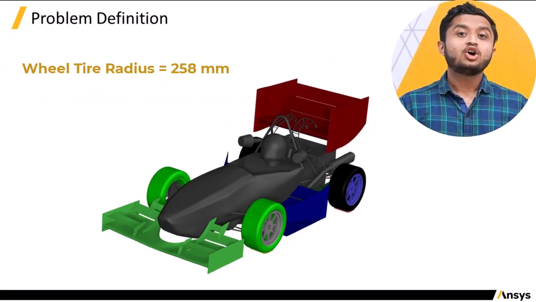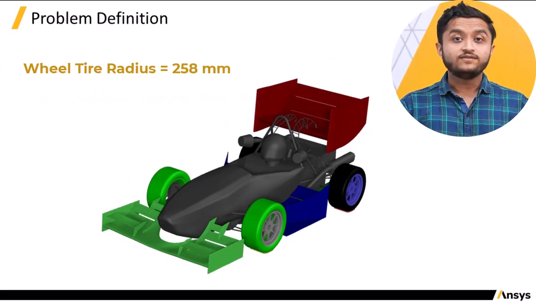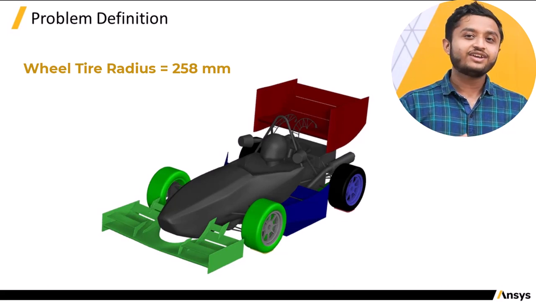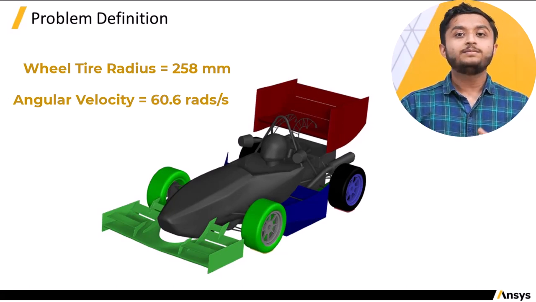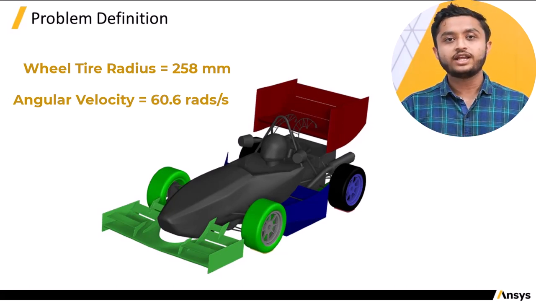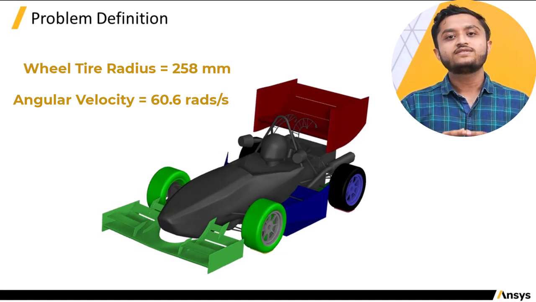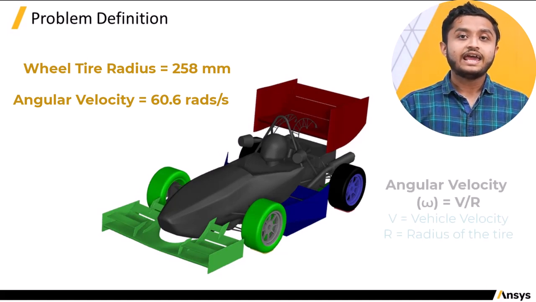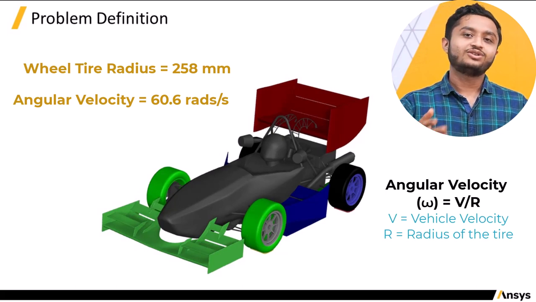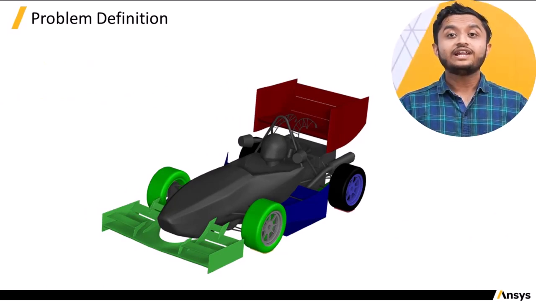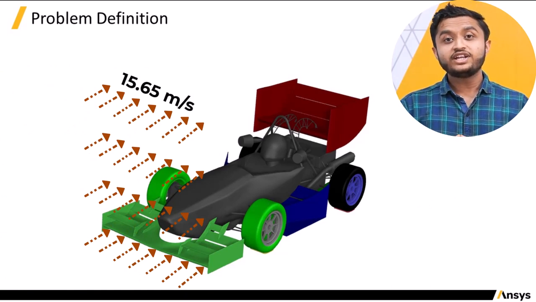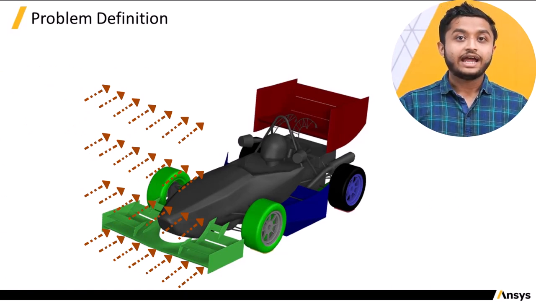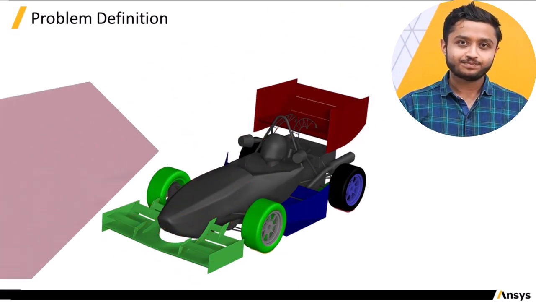Based on the radius of the wheel and the MRF zones, wheels will be rotating using rotating walls condition with angular velocity of 60.6 radians per second, and MRF cell zone will be rotated using moving reference frame having angular velocity of 60.6 radians per second as computed from the formula shown on the screen. Air will enter the inlet at the speed of 35 miles per hour, that is 15.65 meters per second, and exit the domain from the outlet.